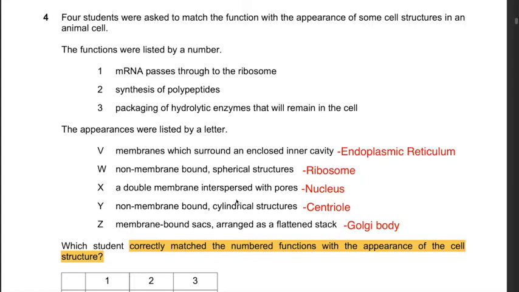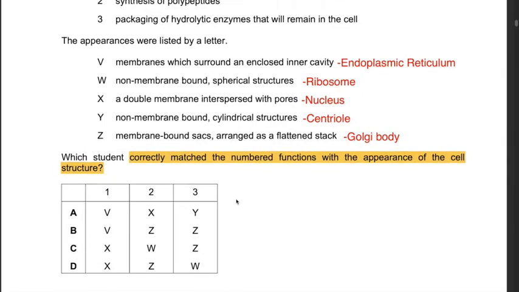Therefore, if we match the correct function to the appearance, you get 1. mRNA passes through to the ribosome, being the transcription process which occurs in the nucleus. Hence, the appearance should be X, as X talks about the nucleus. Therefore, 1 matches with X. That leaves us with options being C or D. If you look at function 2, synthesis of polypeptides, that certainly occurs in the ribosome. Hence, it should be matching with the appearance W. Therefore, that leaves us with answer C.